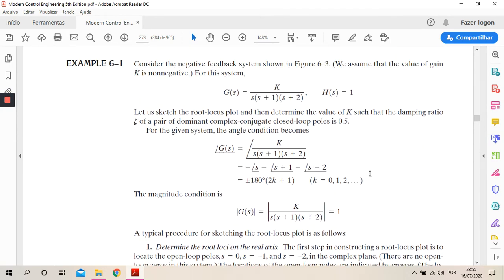Consider the negative feedback system shown in the figure. We assume that the value of gain k is non-negative. For the system, G(s) is equal to k divided by s times (s plus 1) times (s plus 2), and H(s) is equal to 1. Let's see if it is true.